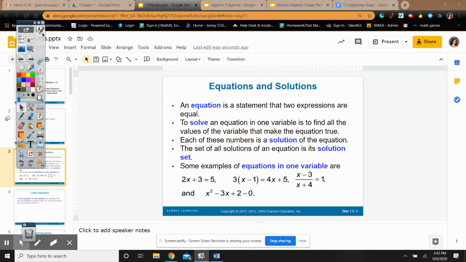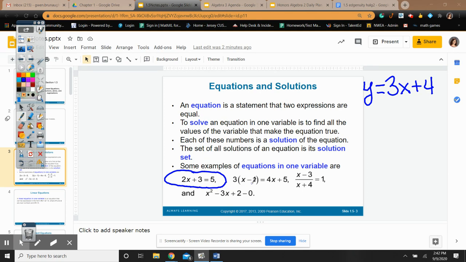An equation has an equal sign. Don't forget, it says that an expression is equal to an expression. So when you solve it, you're trying to find the value of the variable that will make it true. When you have something like y equals 3x plus 4, this is an equation where y equals this, but it doesn't have one solution. It has many solutions that make it true. But when you have one variable, such as 2x plus 3 equals 5, you can solve it and get one thing to make it true.